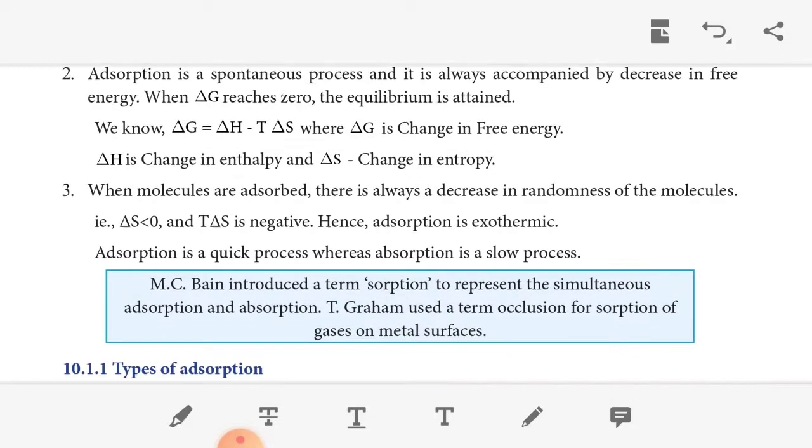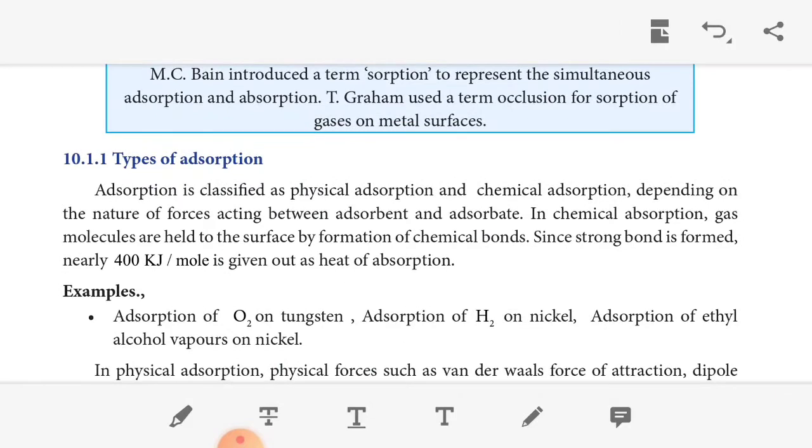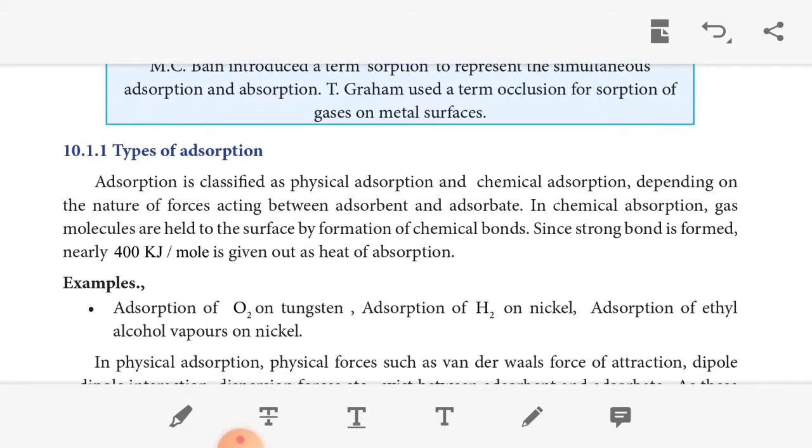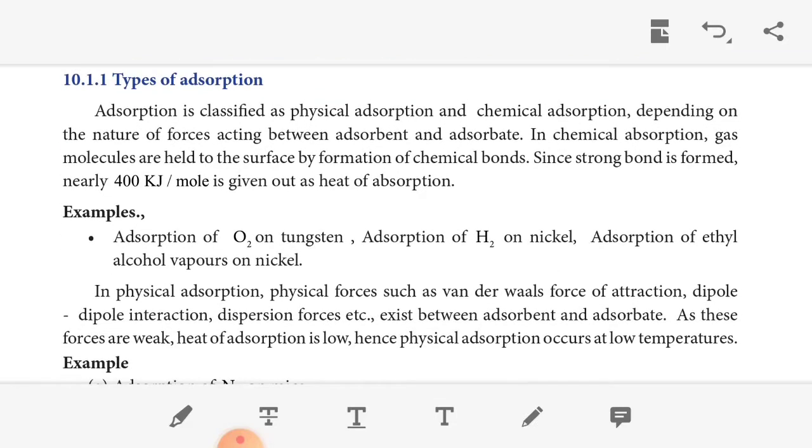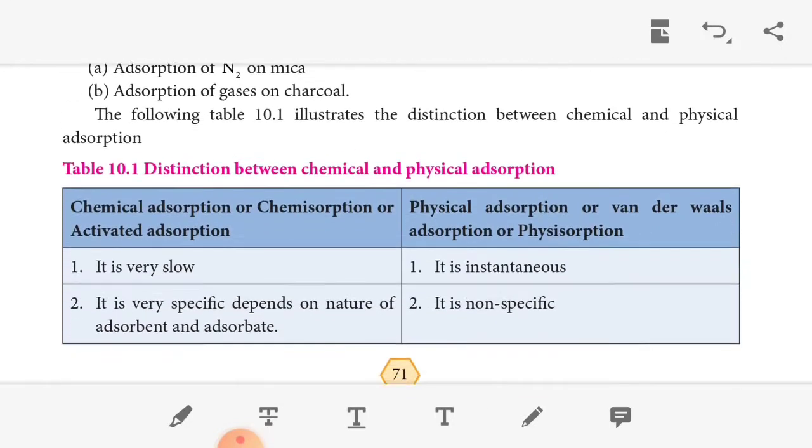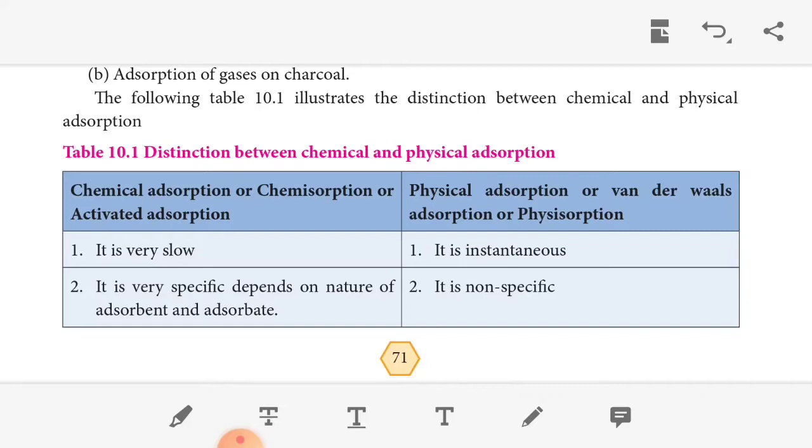The next one, the types of adsorption. There are two types: physisorption and chemisorption. So you may write what is physisorption and what is chemisorption, and give an example. The next question, distinction between chemisorption and physisorption.